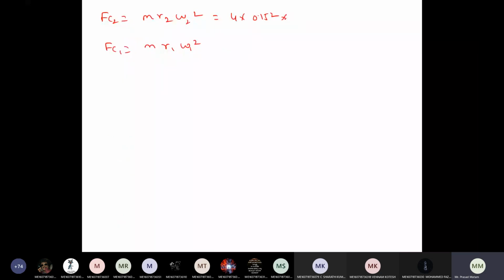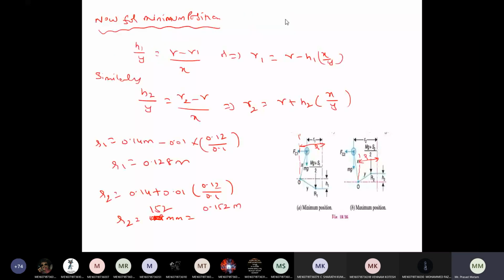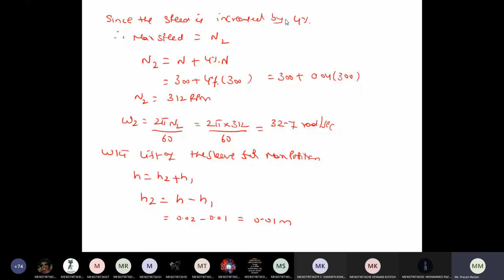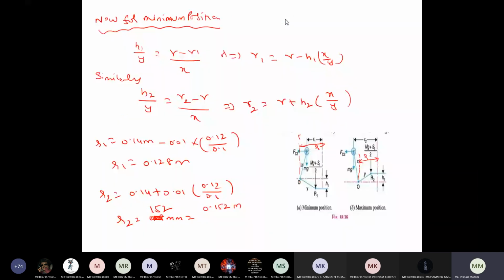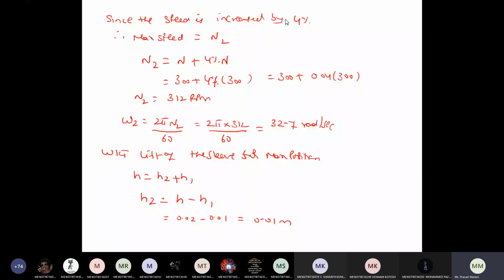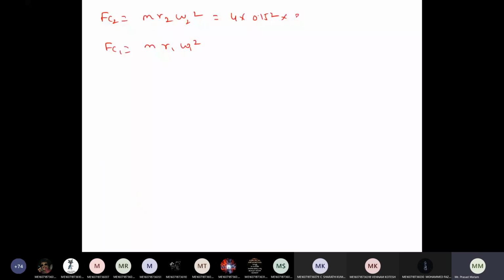What is omega2 we got? Earlier we have found it somewhere else, right? Omega2 we got as 32.7 radians per second. What is the answer we are getting for FC2? 650 newtons. Now try to find out FC1.